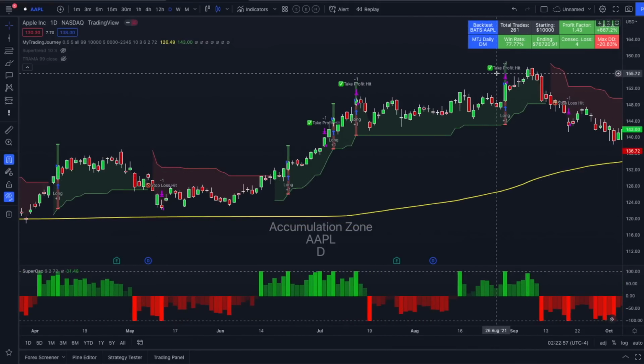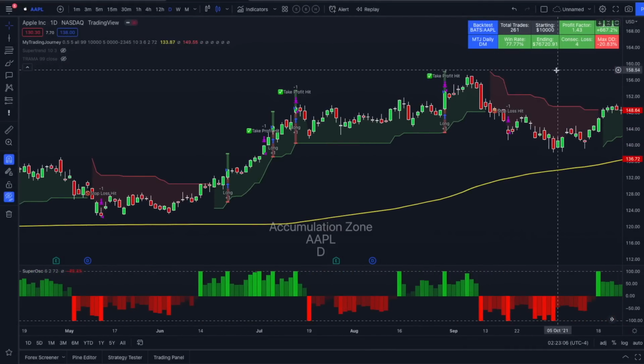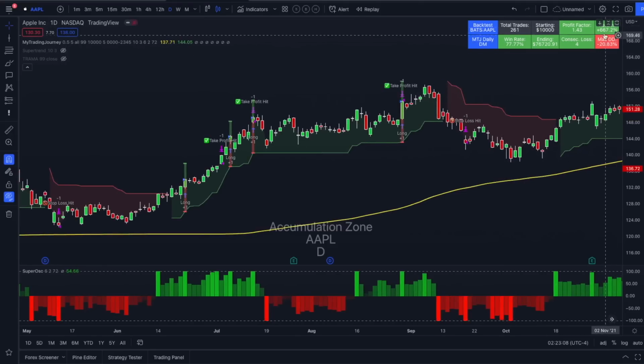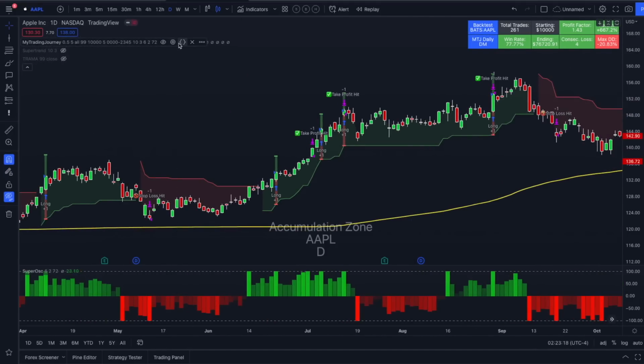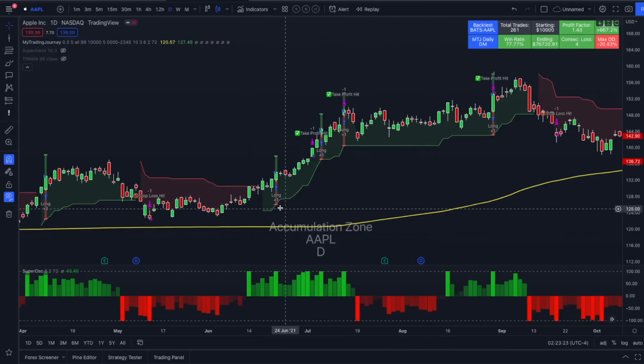So over 22 years, we had 261 trades with a win rate of 77.77%, with a return of 667.2% return on account, with a max drawdown of 20%, because I set the settings here of the backtester to risk 5% per trade. So in case we're hitting a stop loss, we're only losing 5% of our account.